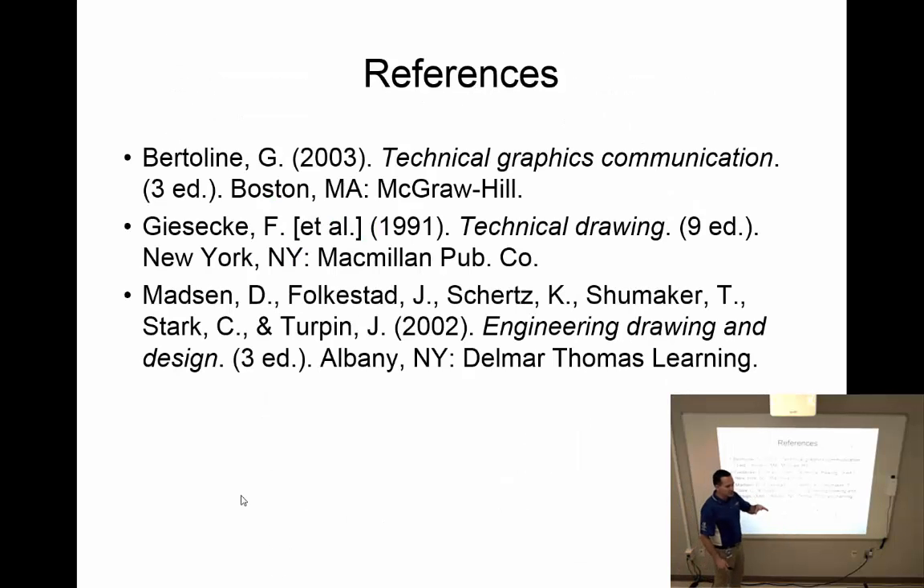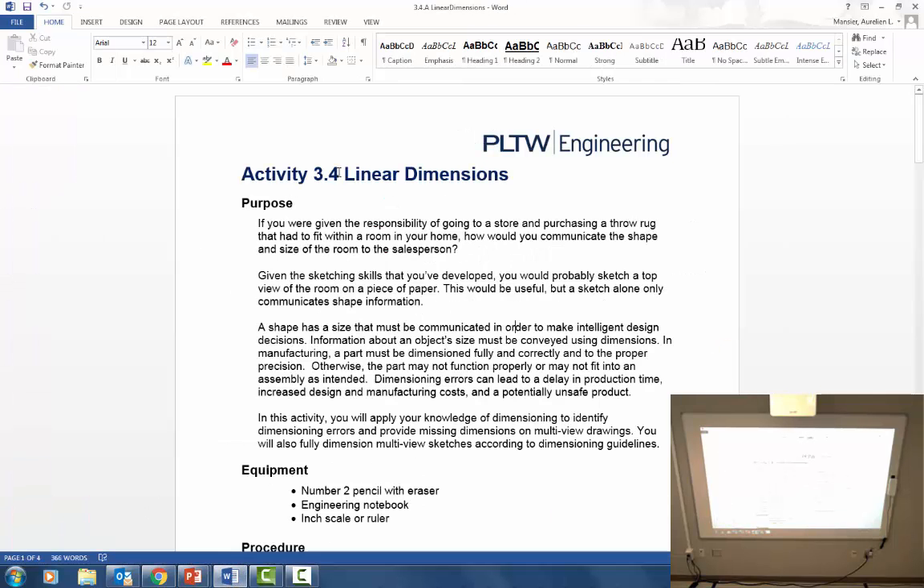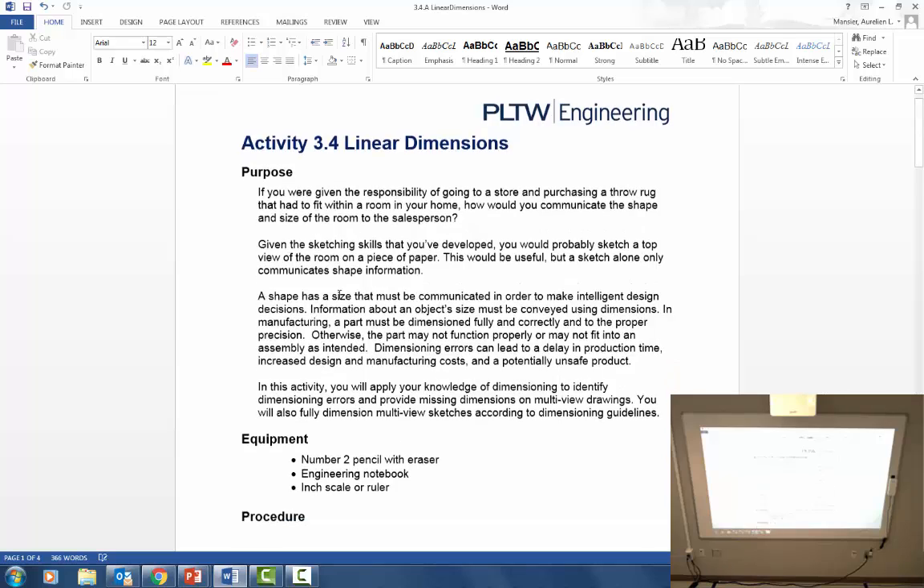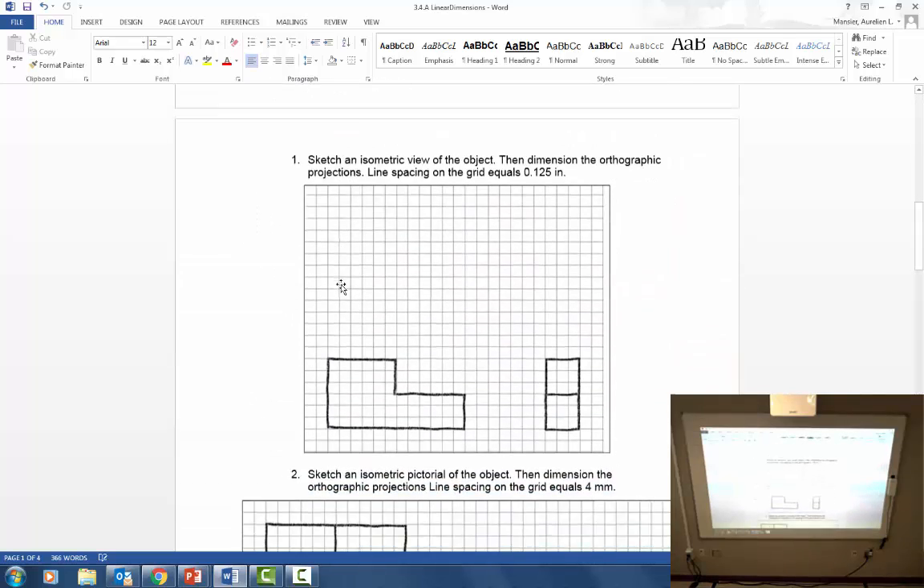Okay, so we're scratching the surface. That's an intro to the rules that we're going to use. I mean, if you're in college, there's like books and pages of information and rules and standards. We're just going to focus on these 16 as we apply them to the activity that we're starting today. So we're going to be doing activity 3.4 linear dimensions. This is something that we will do directly in the notebook.